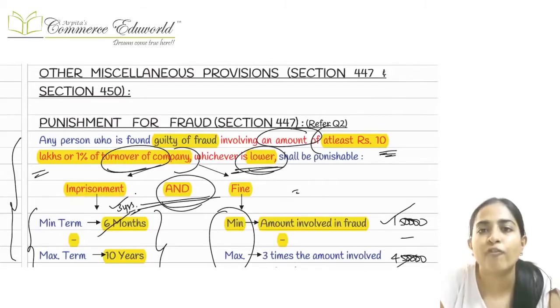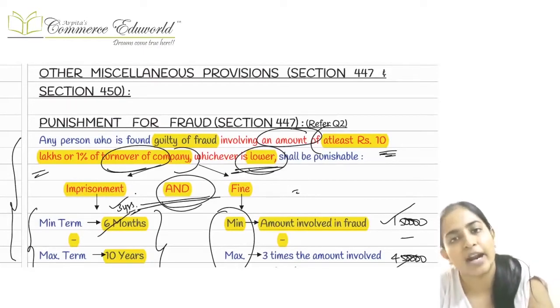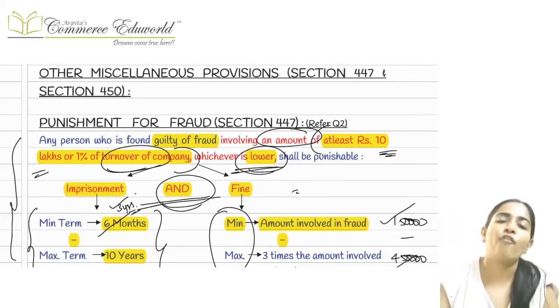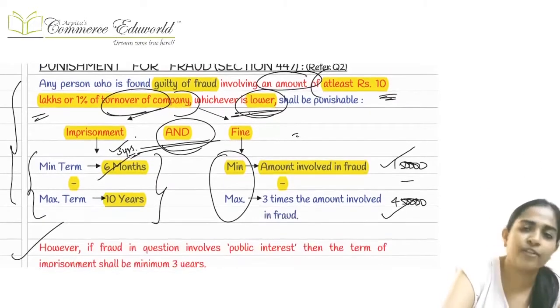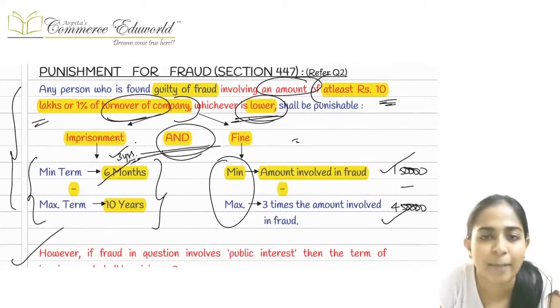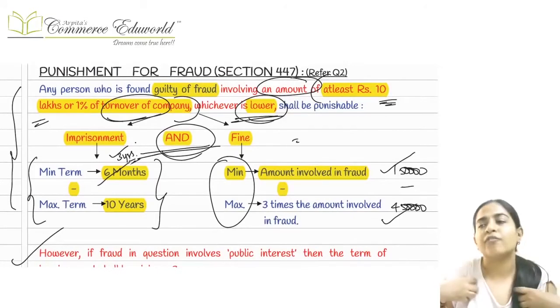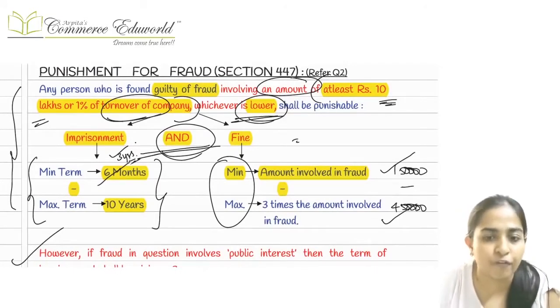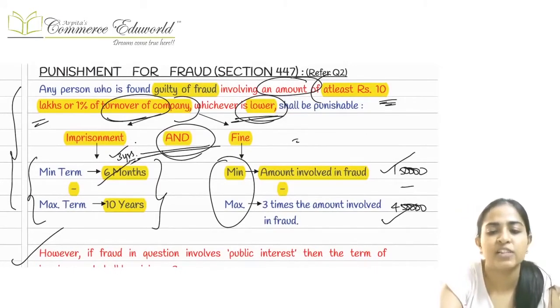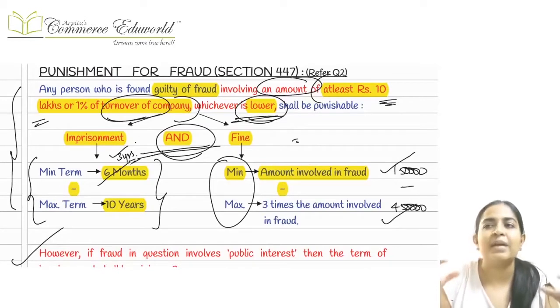First one is section number 447 and the second one is section number 450. 447 is the universal section, which you already know, which talks about punishment for fraud. First of all, we have to quantify this particular fraud.